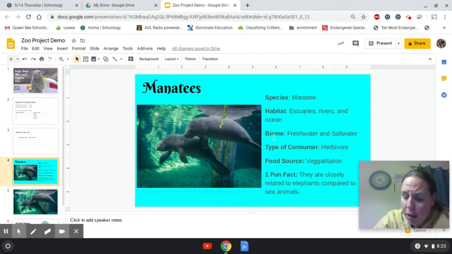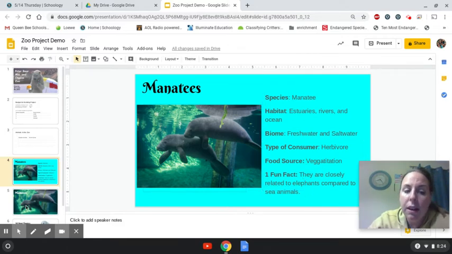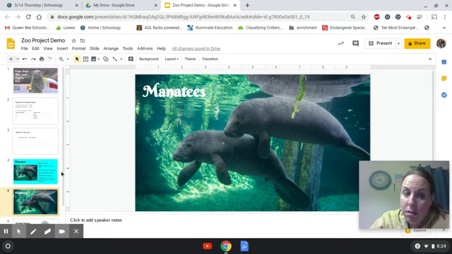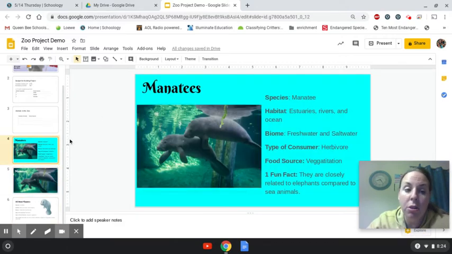So this is what you would have to look up information off of Google if you don't already know it. But species, manatee, habitat, estuaries, rivers, and ocean, biome, freshwater and saltwater, type of consumer, herbivore, food source would be vegetation. Some animals would be way more specific. You might say acacia tree, or for this one, seaweed or whatever you would say. And then one fun fact that you looked up. The other option is to do it, here's the exhibit, and then here is the sign. So depending on how you want to do it, you can either do exhibit, sign, or you can do it both on the same slide. I don't really care. And then you go on to your next animal.